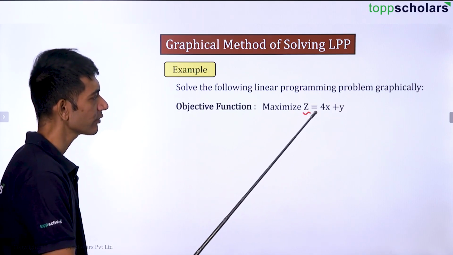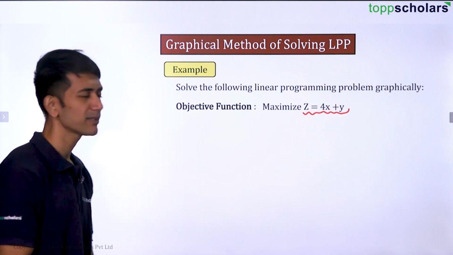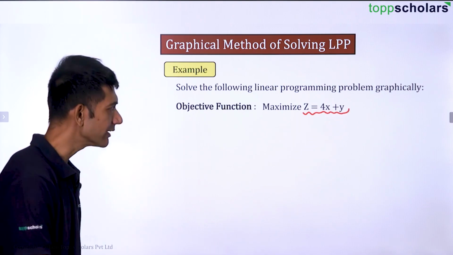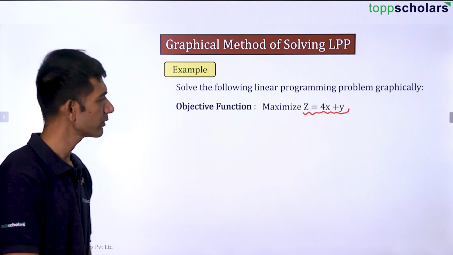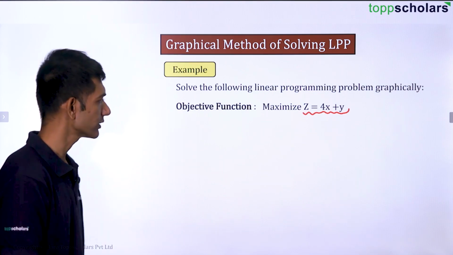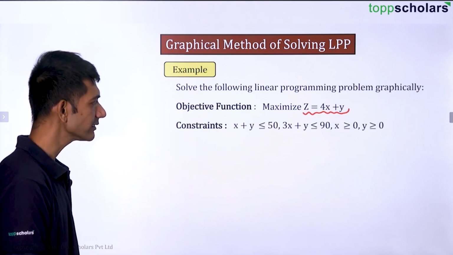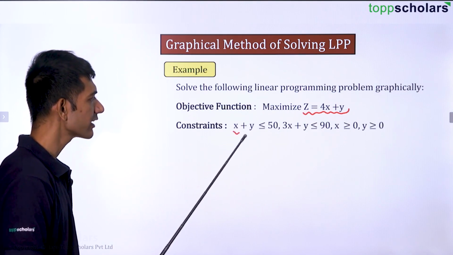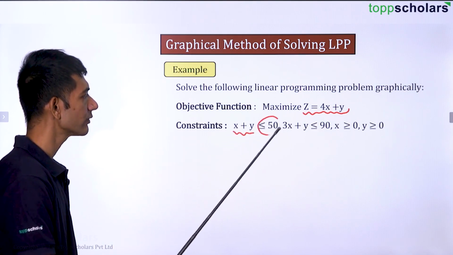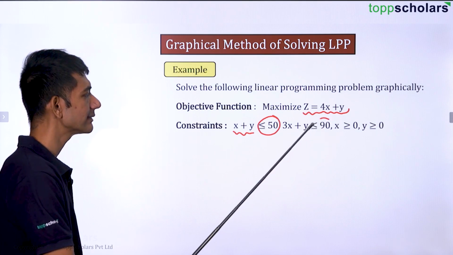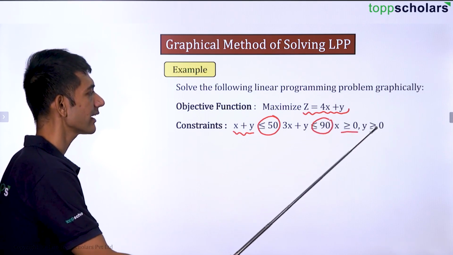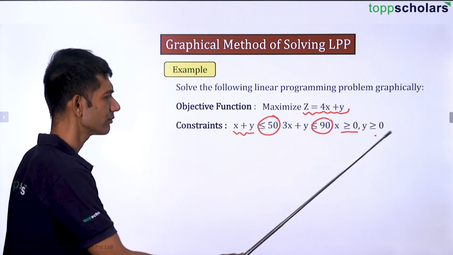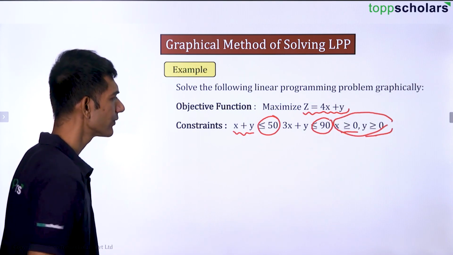Maximize z is equal to 4x plus y. So we are supposed to maximize z is equal to 4x plus y. This is our objective function, right? So what are the constraints? Constraints are given: x plus y is less than equal to 50, 3x plus y is less than equal to 90, x is greater than equal to 0, y is greater than equal to 0. Obviously this is anyways going to be there.